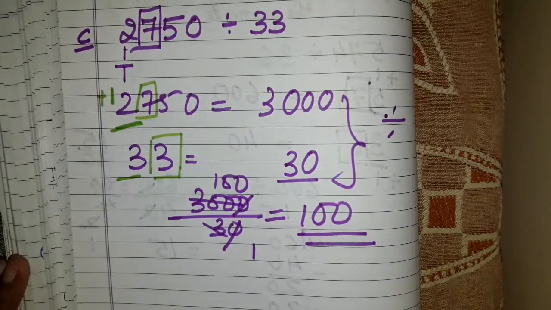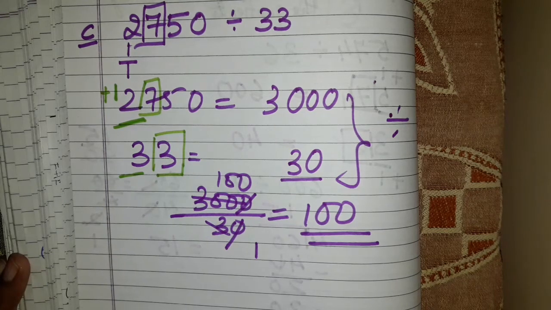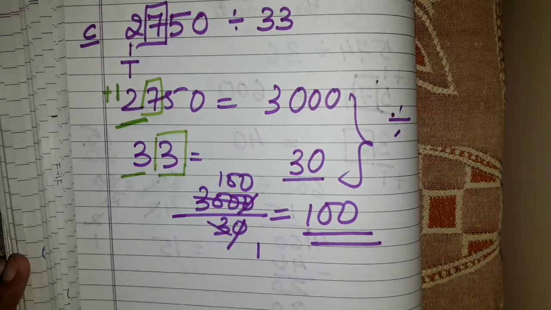Till now I have discussed 3 examples with you, and in all 3 cases you found that the answers were coming in whole numbers. Now I will be discussing certain cases in which you will get the answer in decimals. In that case, what will you be doing and what will be the treatment? I will be teaching you now.